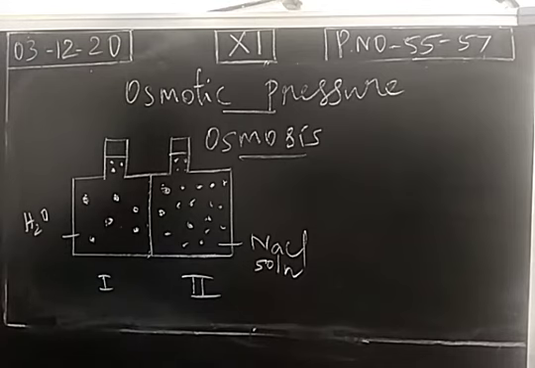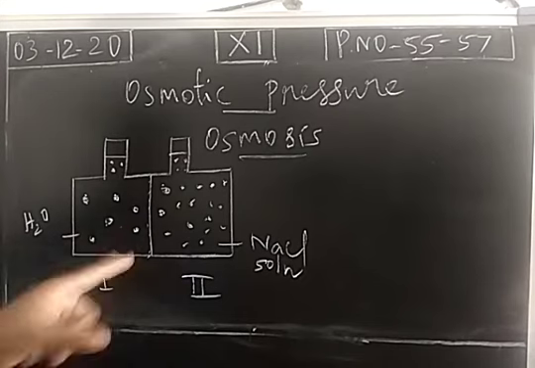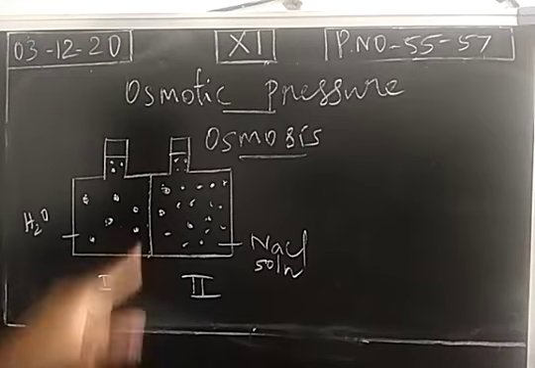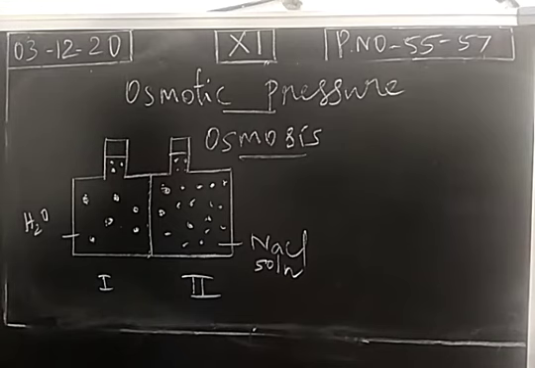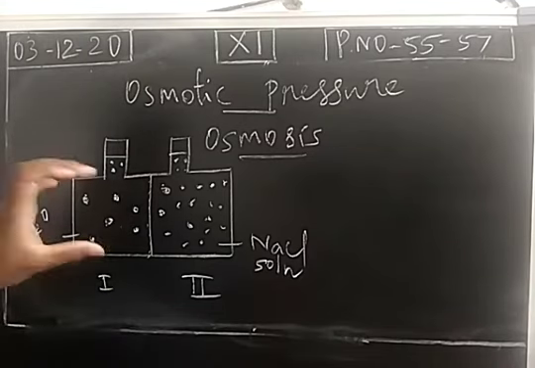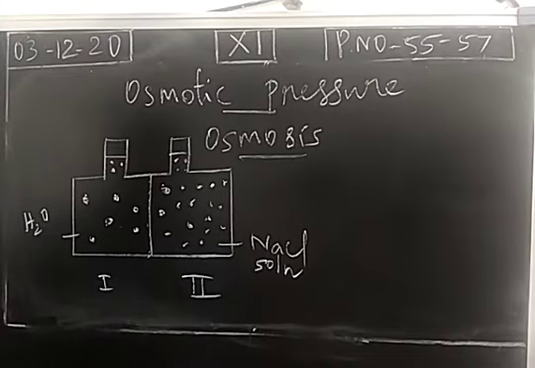Okay. So when we have this type of arrangement, two compartments separated by a semi-permeable membrane, the membrane is allowing the molecules to pass through it. In this case, water molecules can pass through. The pores present in the membrane will allow only the solvent molecule, water. It will not allow the sodium chloride particles. So we have taken a selective semi-permeable membrane.